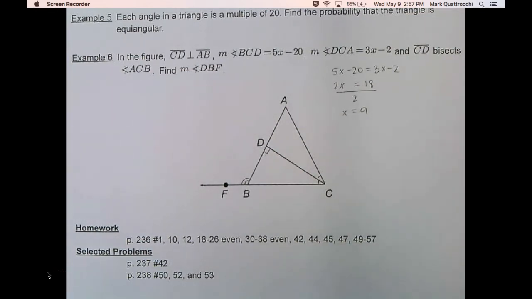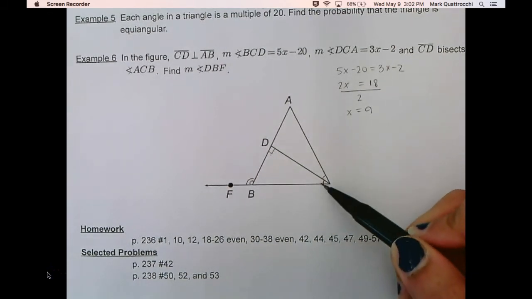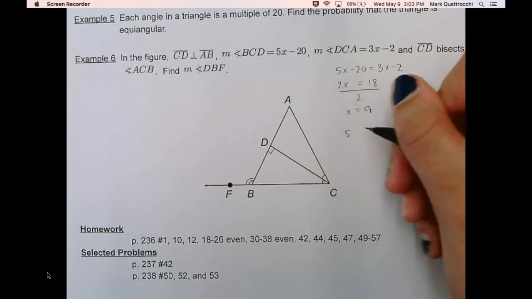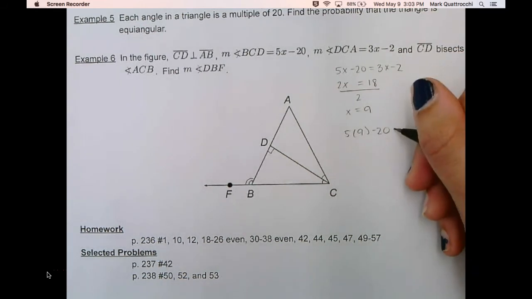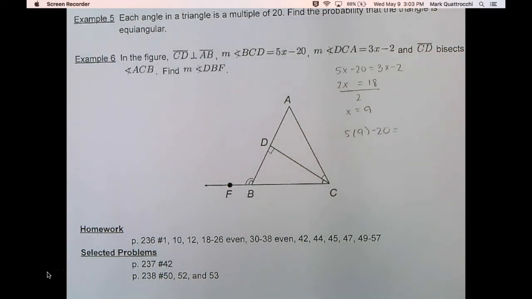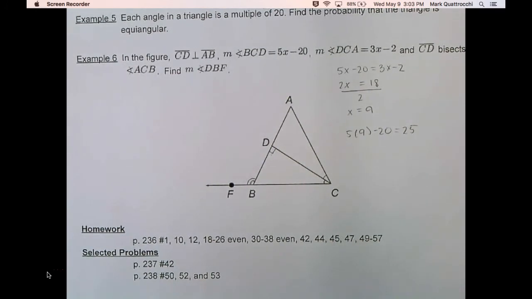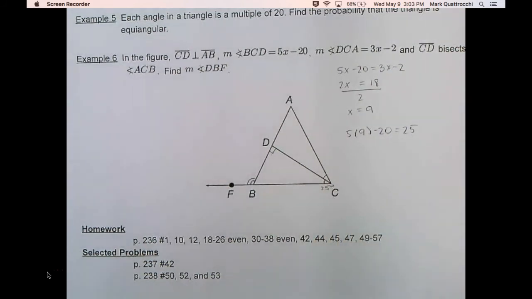And now we can plug 9 into this angle right here. So 5 times 9 minus 20 equals 25 degrees. And so now we know this is 25.